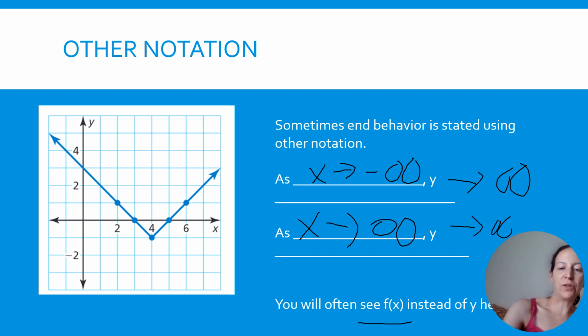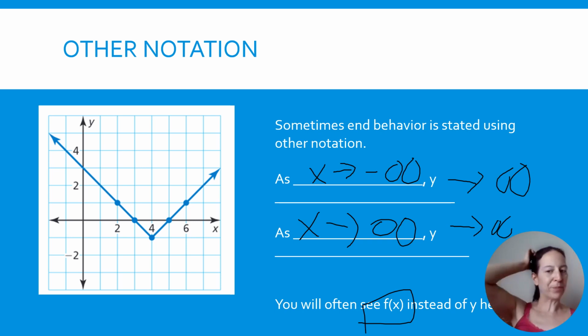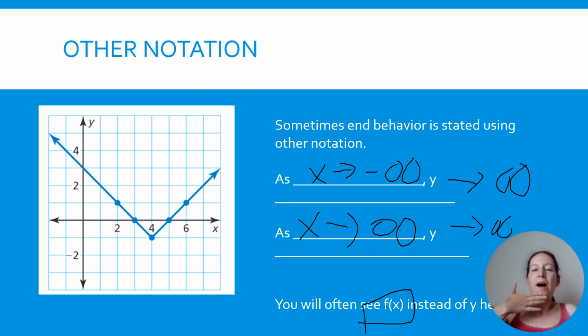You might also see f of x instead of y. Okay, so you'll see as x does whatever. As x approaches infinity, f of x approaches negative infinity. So that's the other notation that you might see. I think you can see why if I'm grading it, it's just more annoying. It's easier to say left, up, right, up. This is easier to grade. But again, that's not mathematically super sound. So this is a more technical way of saying it, and you should know it and be able to execute it. So there it is.